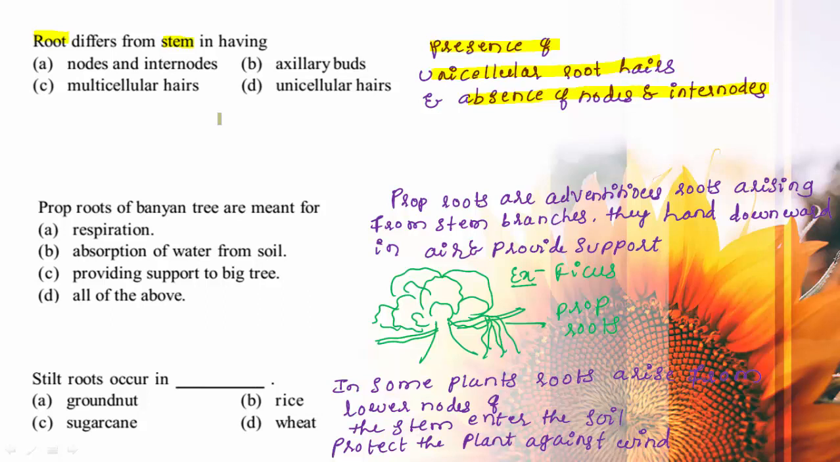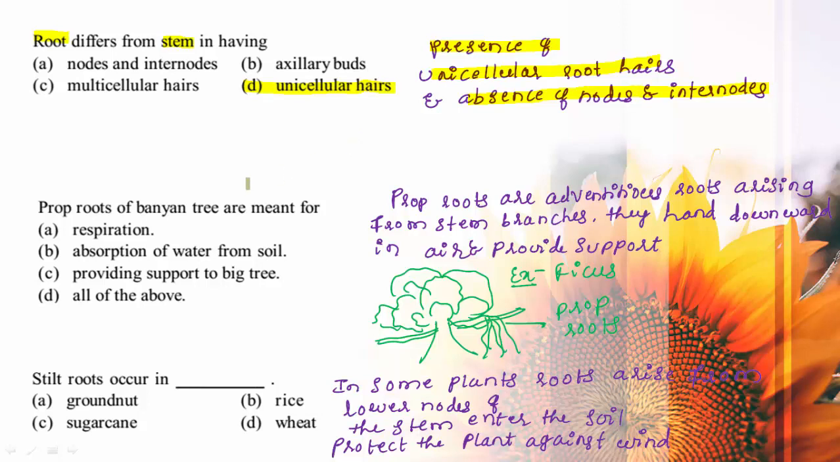Even roots are positively geotropic, negatively phototropic. Always roots are growing towards the soil except the nematophores. But stem is negatively geotropic and positively phototropic. These are also the differences, but with respect to the given question and options, the right option is unicellular hairs.